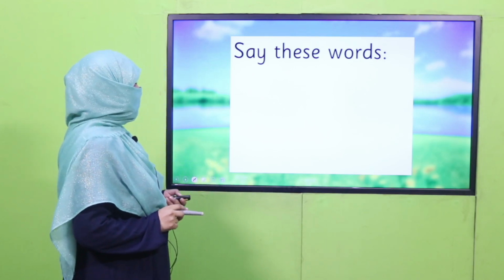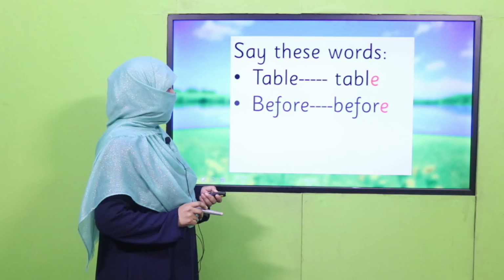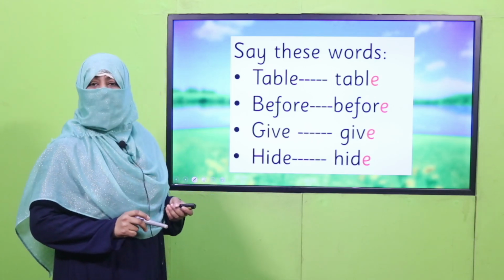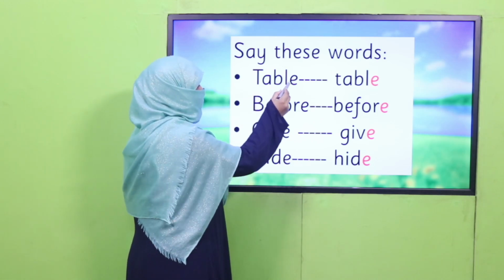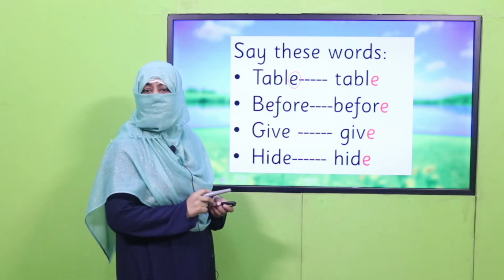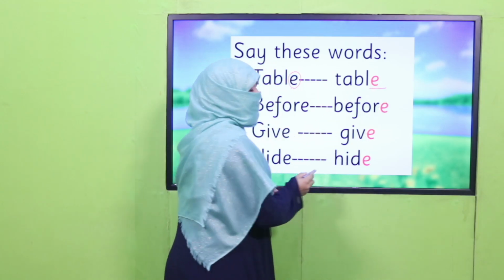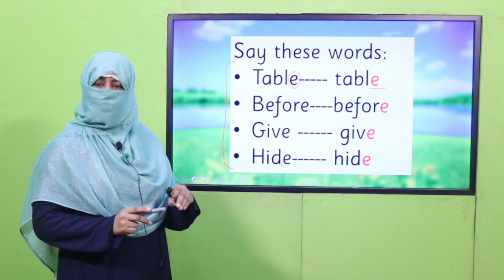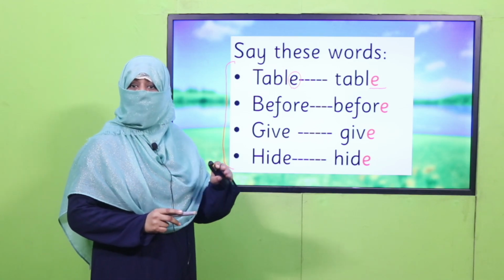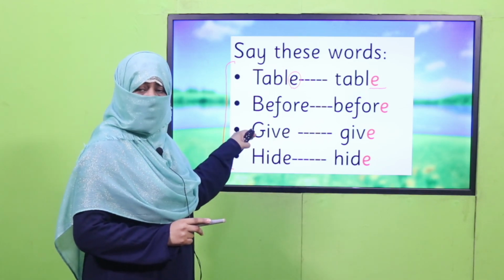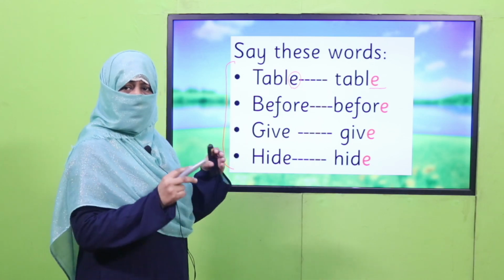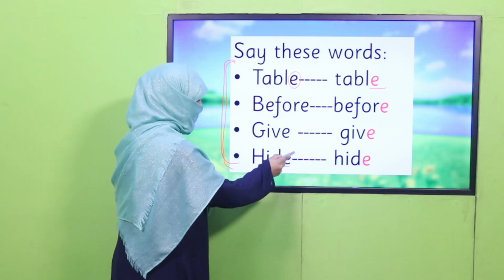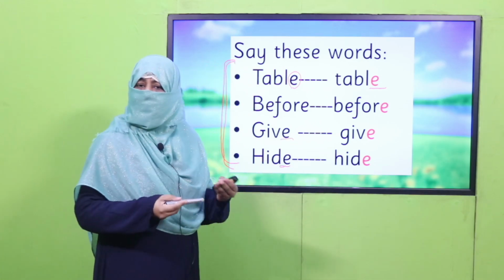So say these words with me. Table, before, give, hide. Have you noticed all these words are ending on E, but we don't say this E. This E is silent in all these words. Though there is a function of this E, inshallah, in grade 4, I'll teach you what is the effect of this silent E on the word. But for now, as we are focusing on silent letters, it's enough for you to know that this letter E is silent. And you have read these words many times.